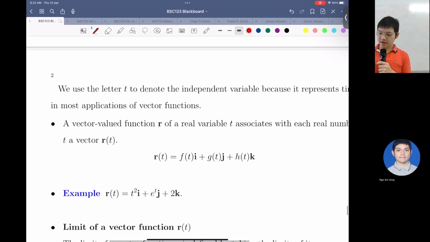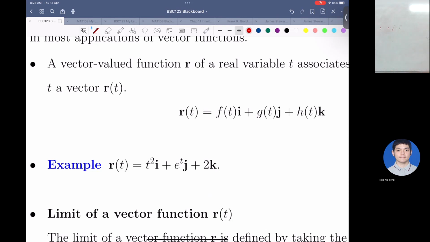For example, is this vector-valued function r(t) equals t squared i plus e to the power t j plus 2k a vector function? Why is this an example? First of all, it has three components. Second, you have a real number input, which is t, and then it splits into three component functions. What are they? t squared, e to the power t, and 2. This means in the z direction it is a constant function 2.